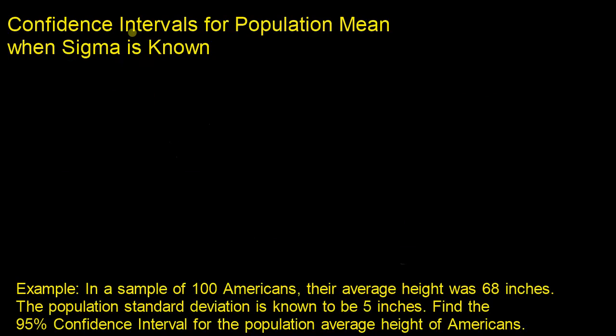In this video, we're going to talk about confidence intervals for population mean when sigma is known, and we'll go through an example. But first, let's just talk about what the confidence interval for population mean is. Somewhere on the number line, from negative infinity to infinity, there is a population mean mu.